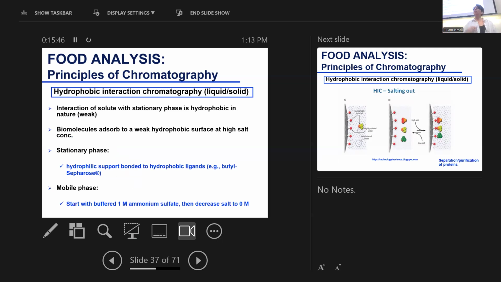Now, there is hydrophobic interaction chromatography, and we refer to it as HIC.